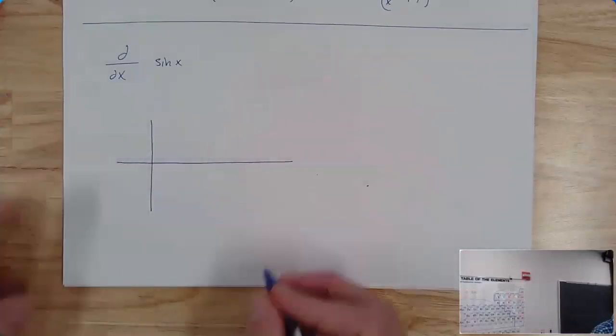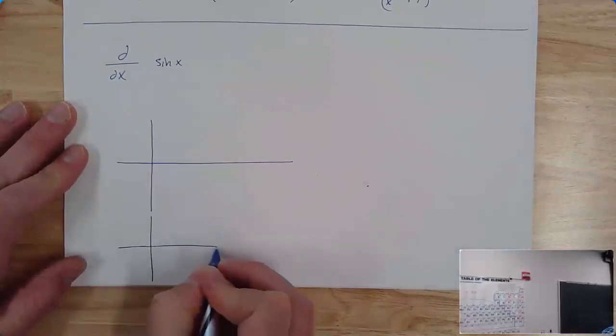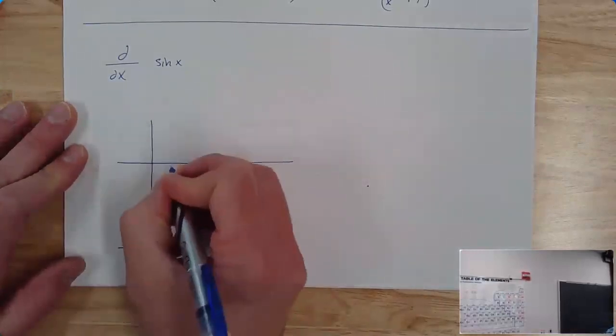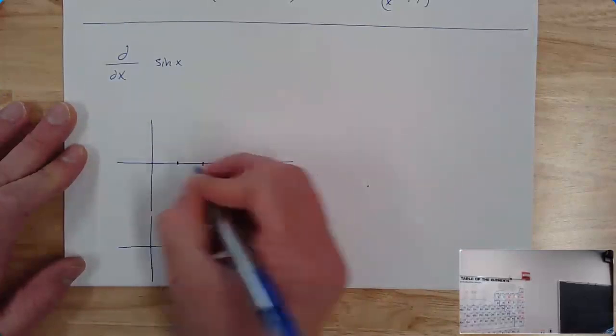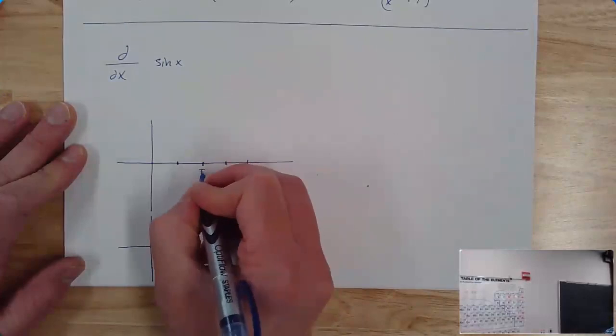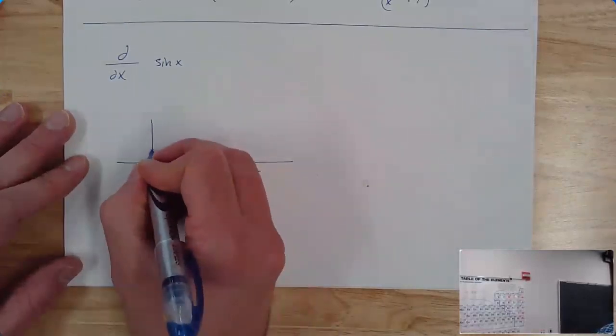So I'm going to graph sine of x. I'm going to give myself enough room to graph something below it as well. Okay, so let's see, 2 pi is maybe about there. There's pi over 2, 3 pi over 2. And we know that sine starts at 0, and then sine of pi over 2 is 1.